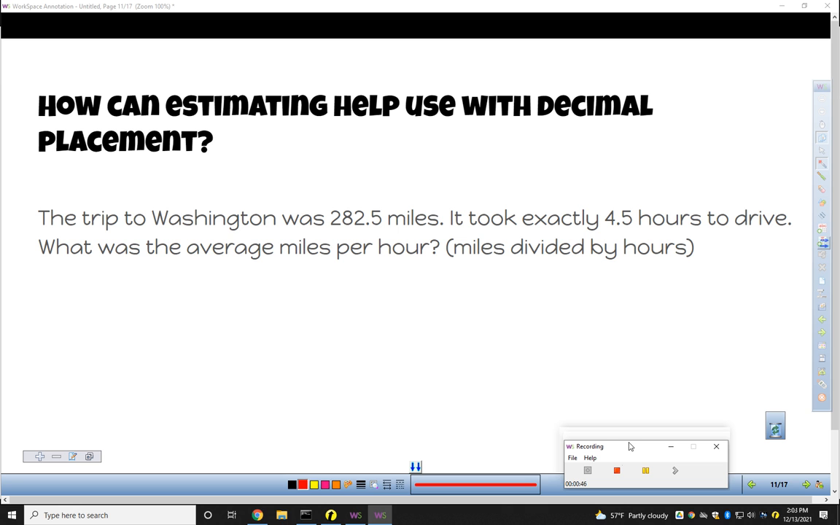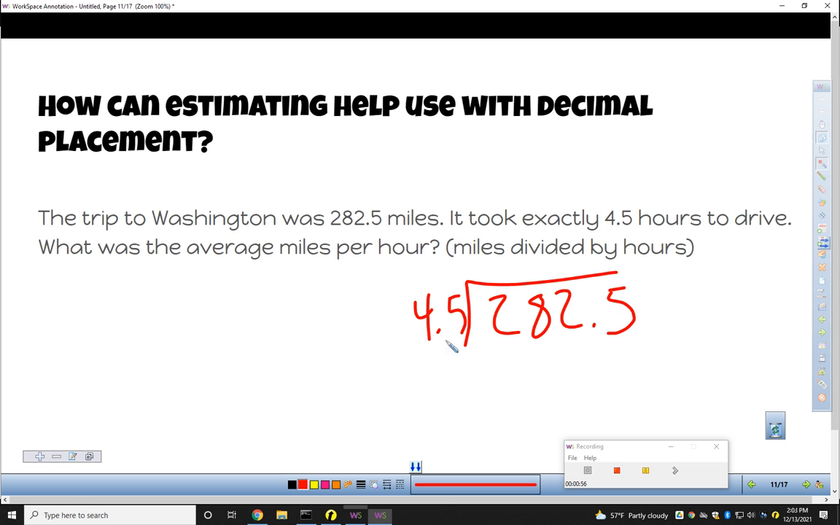Okay? So ultimately, we are going to be solving this problem that I'm going to read here in just a second. You're going on a trip to Washington. It's 282 5/10 miles away. It takes exactly 4.5 hours, 4 5/10 hours, to drive. What is the average miles per hour that your car, van, truck, motorcycle, bicycle is going? Miles divided by hours. This is the problem we're going to solve.